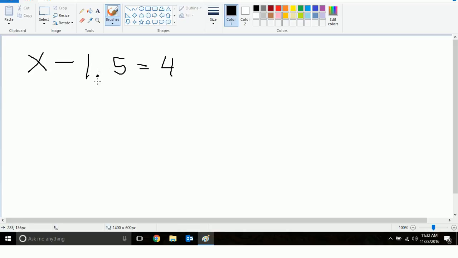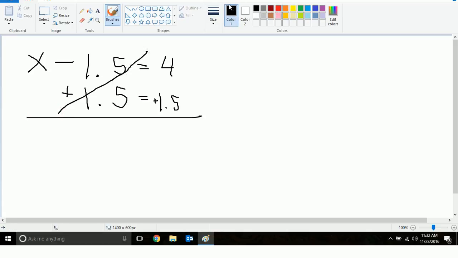So the opposite of that is plus 1.5. Got to do it to the other side as well. Got to have that little plus sign in there. Okay, so we know that these are going to cancel. We're going to get rid of those. I meant to do that in red. It's okay. Then we have x by itself.